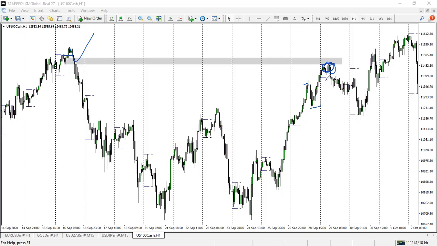But still, I wouldn't have sold here. I don't sell in an uptrend. This is an uptrend. I only buy. I would wait for a buy here. I think this was the order block. This was a fresh order block. Here. And we have another beautiful breaker here. This one.